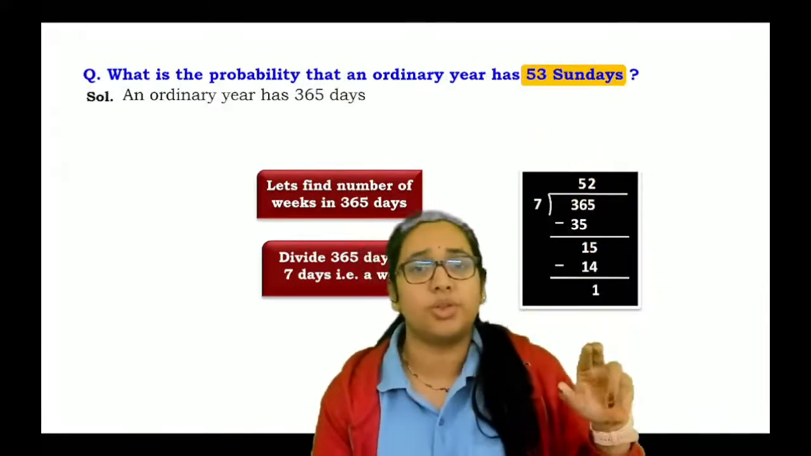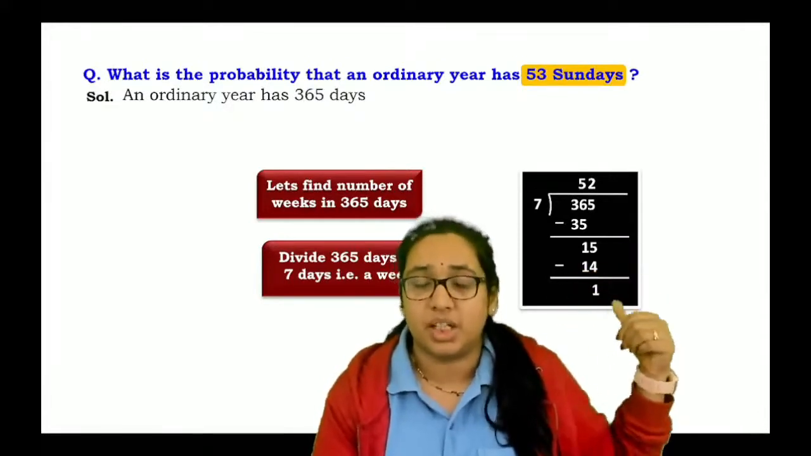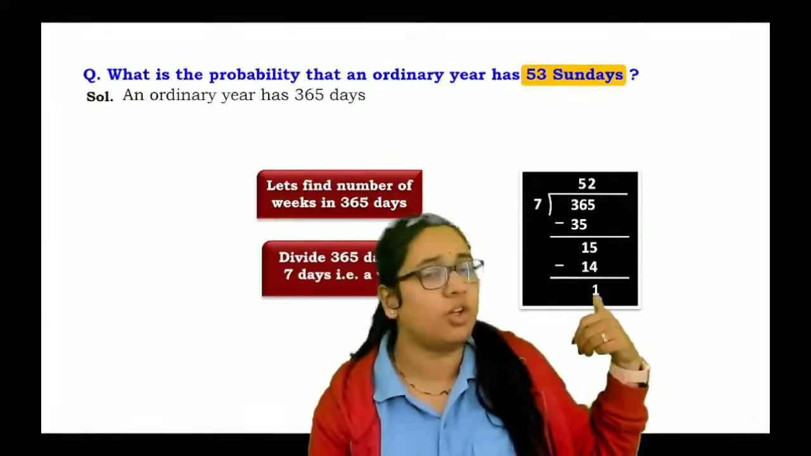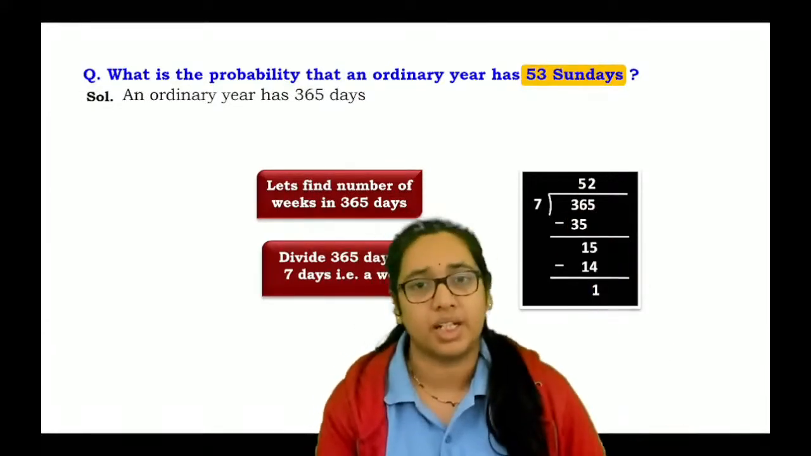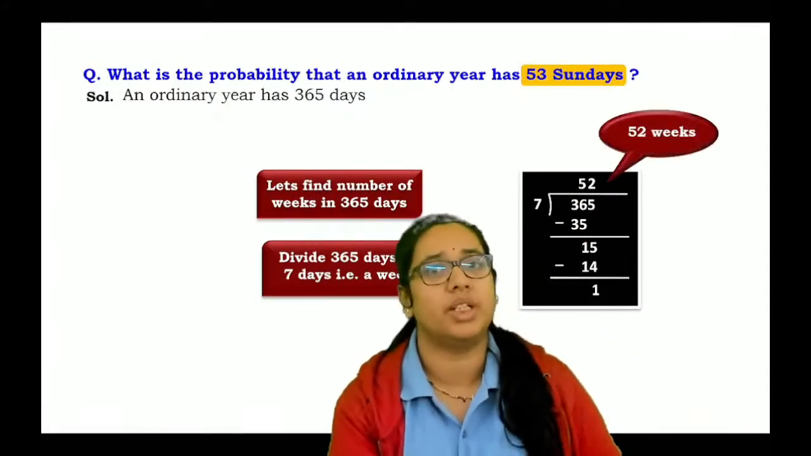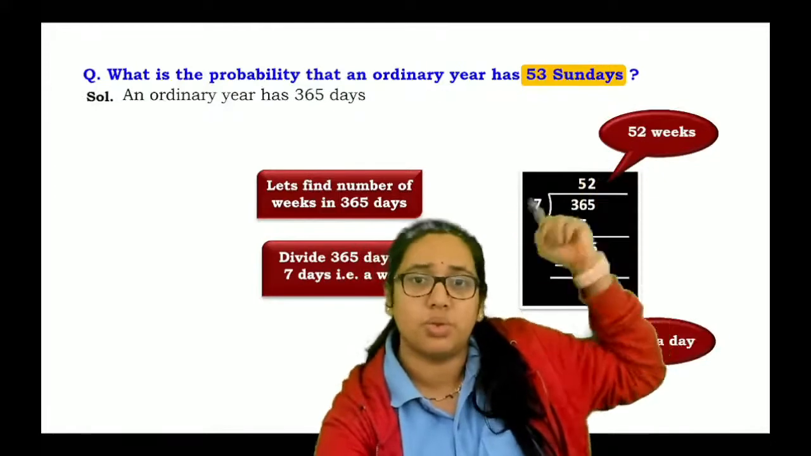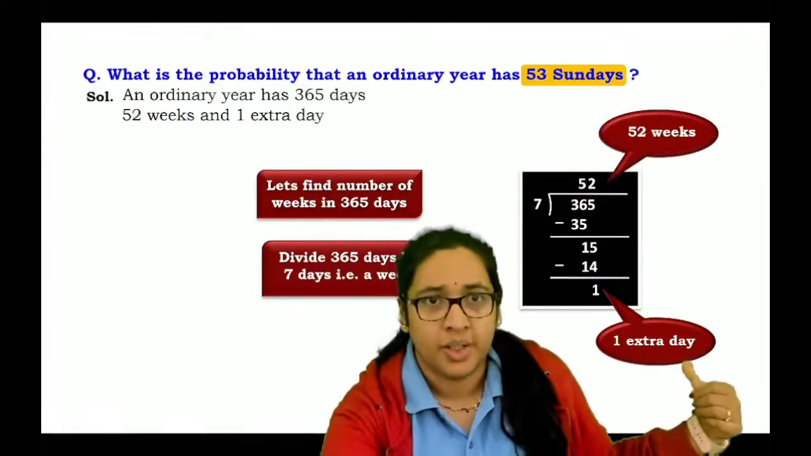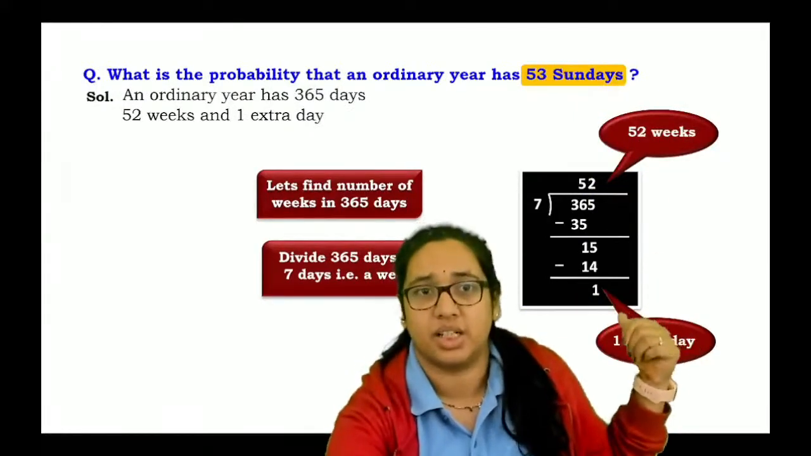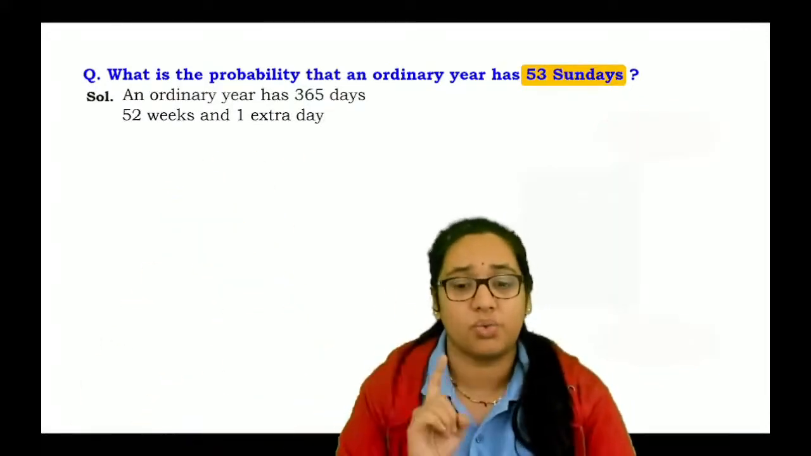So as we are talking about 53 Sundays, it means that the remainder, the additional day that you are getting, that day should be Sunday. Getting this one? If you get Sunday in this remainder, then you will get 53 Sundays, because we know that for an ordinary year there are 52 complete weeks and one extra day. So the 53rd Sunday you have to consider only from here. As we know, an ordinary year has 365 days, with 52 complete weeks and one extra day.